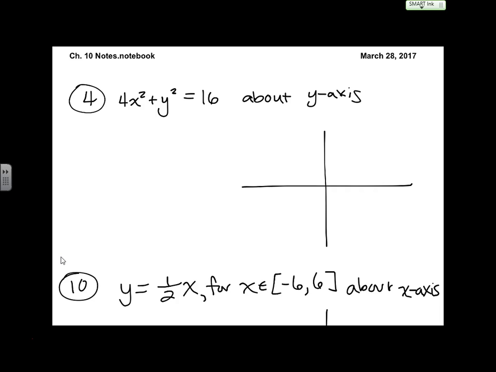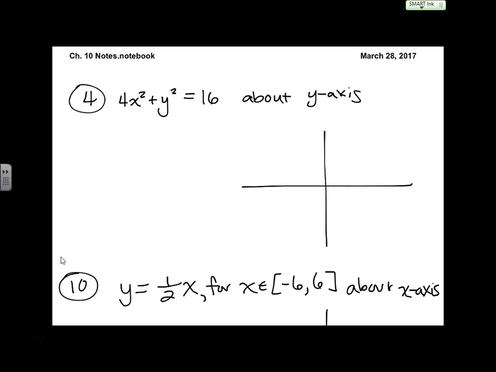The prolate and the oblate. Prolate, you rotate around which axis? Major. Pro, major, pro. That should kind of go together. So, prolate goes around the major axis, then oblate goes around which axis? Minor. Okay? So let's figure out which way we're going.